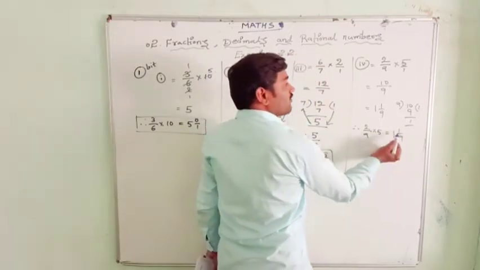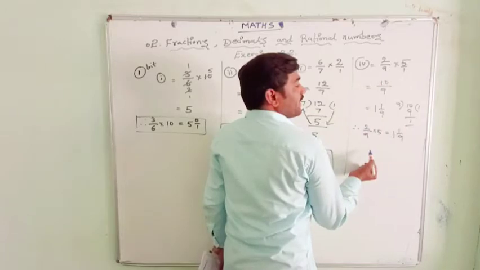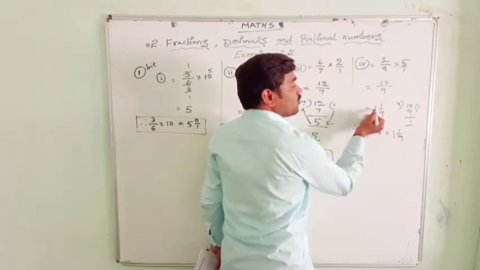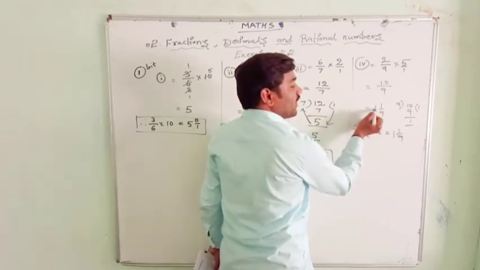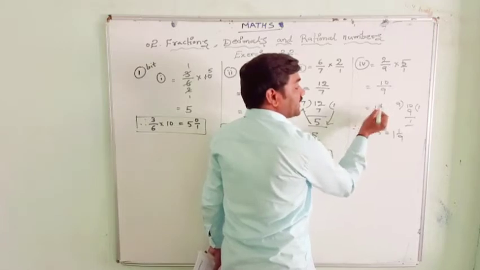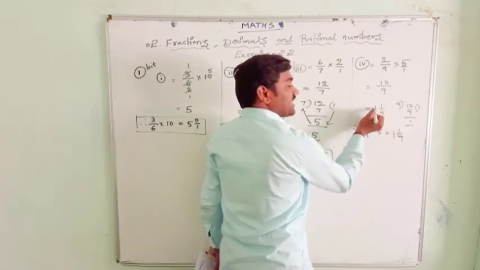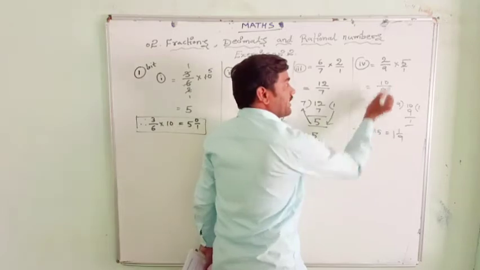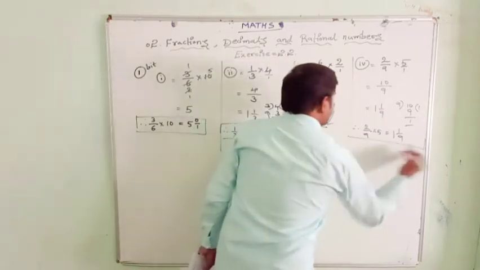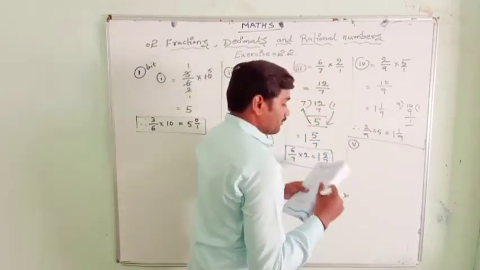See that 1 whole 1 by 9 is nothing but 10 by 9, or not? 9 into 1, this 1 we need to multiply with 9. 9 into 1 is 9. This we need to add: 9 plus 1 is 10. 10 by 9. We get the same one. That is the last question of this exercise now.